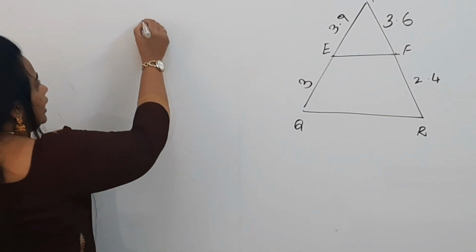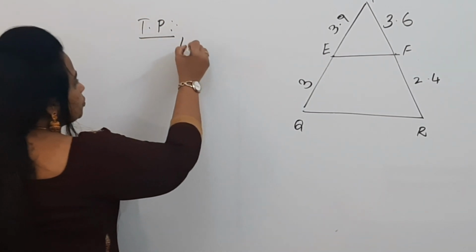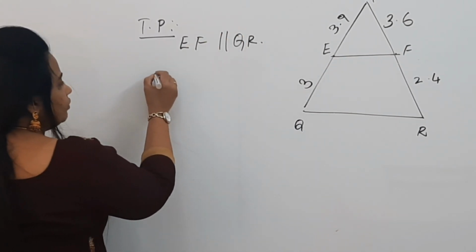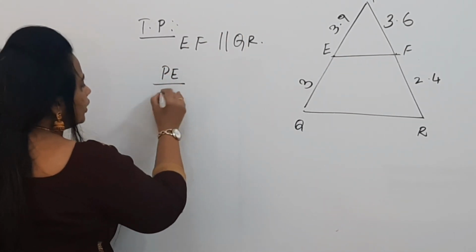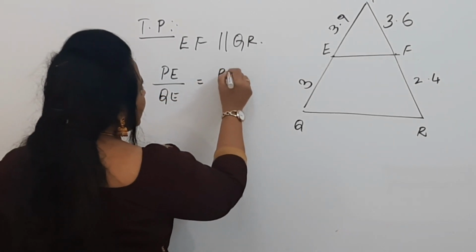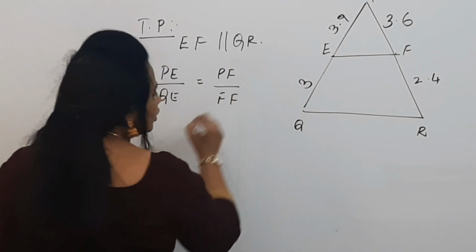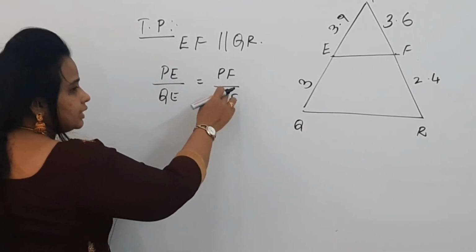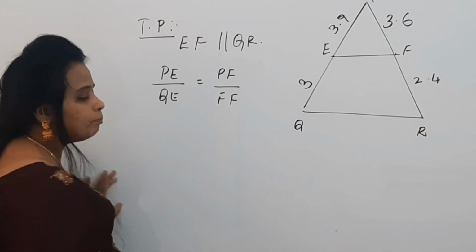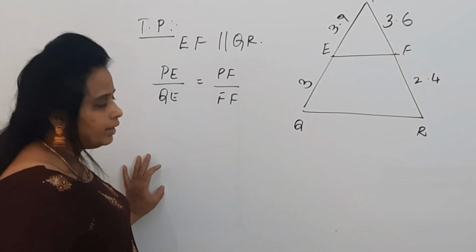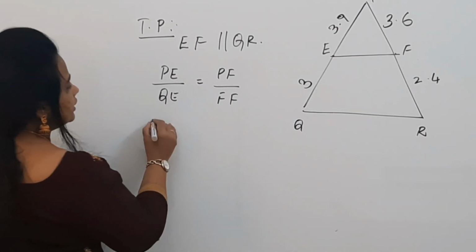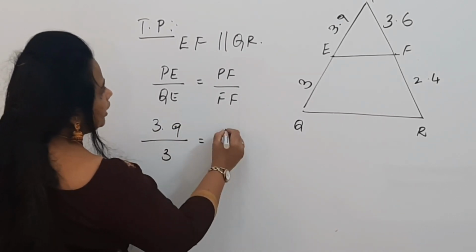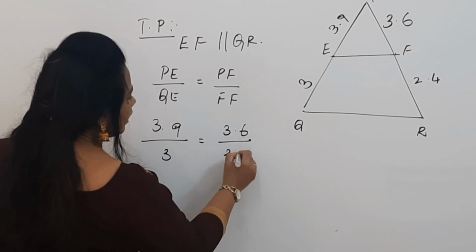To check whether EF is parallel to QR, what is the condition? I have to check whether PE by EQ is equal to PF by FR. That's what I have to check. If this is correct, these ratios are equal, automatically it implies EF is parallel to QR by Thales' theorem. So let me go and check. That is 3.9 divided by 3, equal to PF which is 3.6 divided by 2.4.